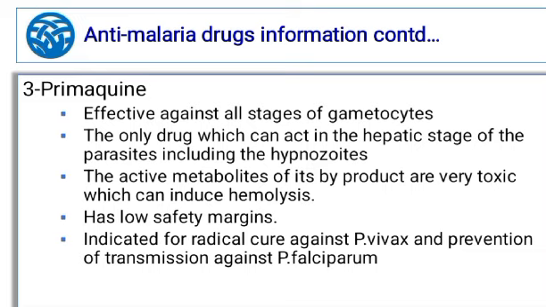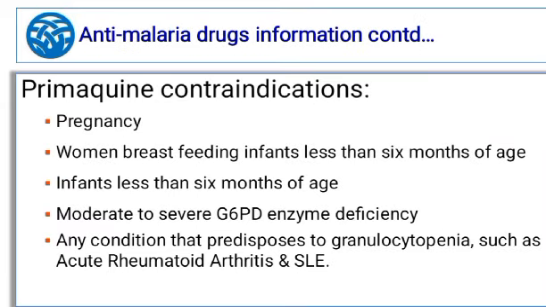And primaquine, the third one. It is effective against all stages of gametocytes and is the only drug which can act on the hepatic stage of parasites, including the hypnozoites. The active metabolites, its byproducts, are very toxic and can cause hemolysis. It has a low safety margin and is indicated for radical cure against Plasmodium vivax and prevention of transmission of Plasmodium falciparum.